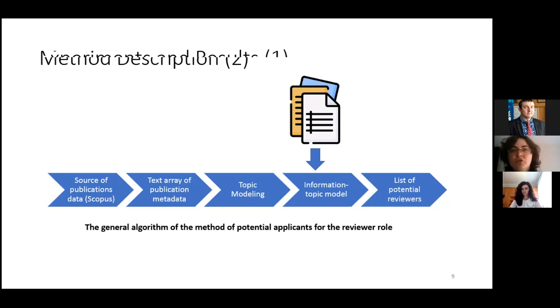For topic modeling, we used the classical approach, the LDA method, but we can also use different methods for topic modeling, because now there are a lot of different modifications of LDA using transformers, etc.